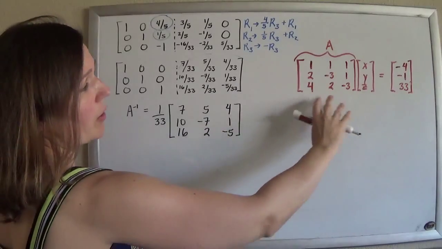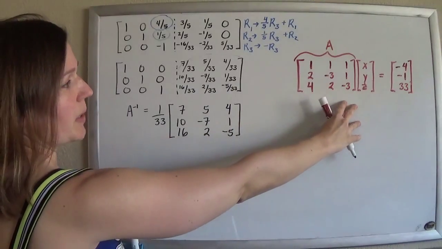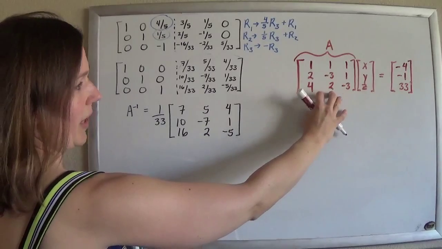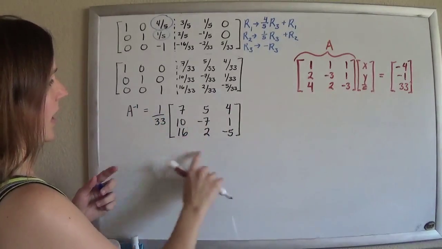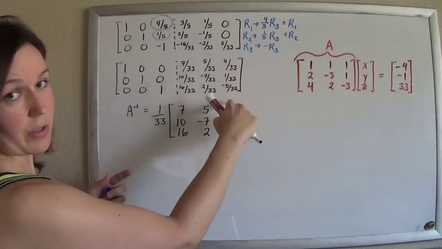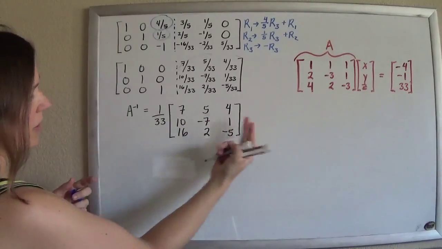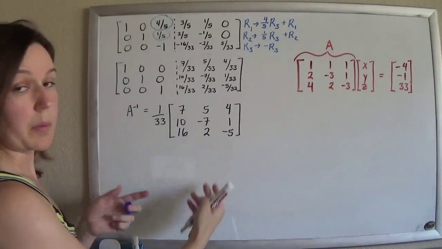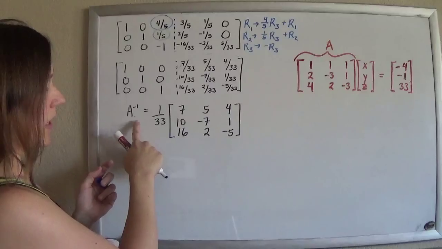So now, remember our original problem started off with this matrix equation. This was my original A. This is my A inverse. I went ahead, everybody had a 33 in it, so I went ahead and factored it out of all of them to make it prettier to look at. And so this is my A inverse.